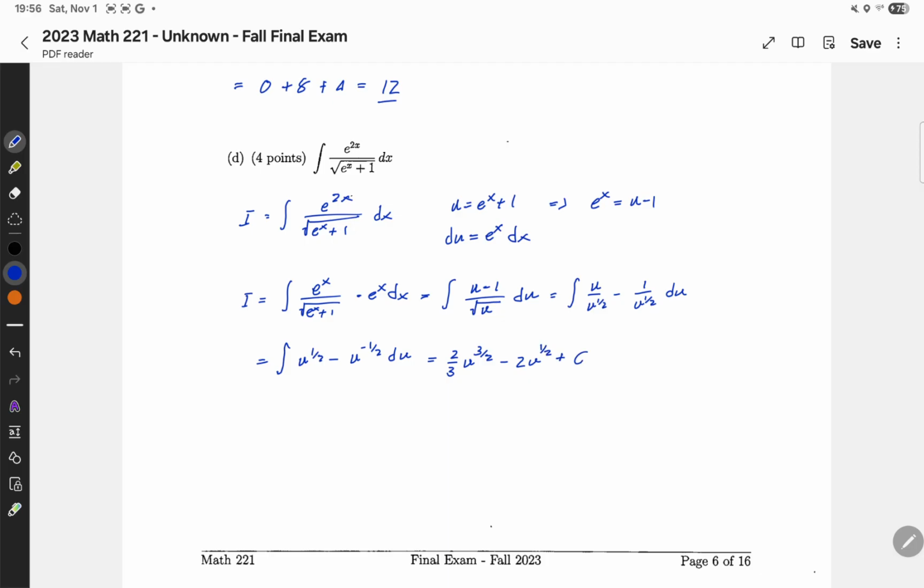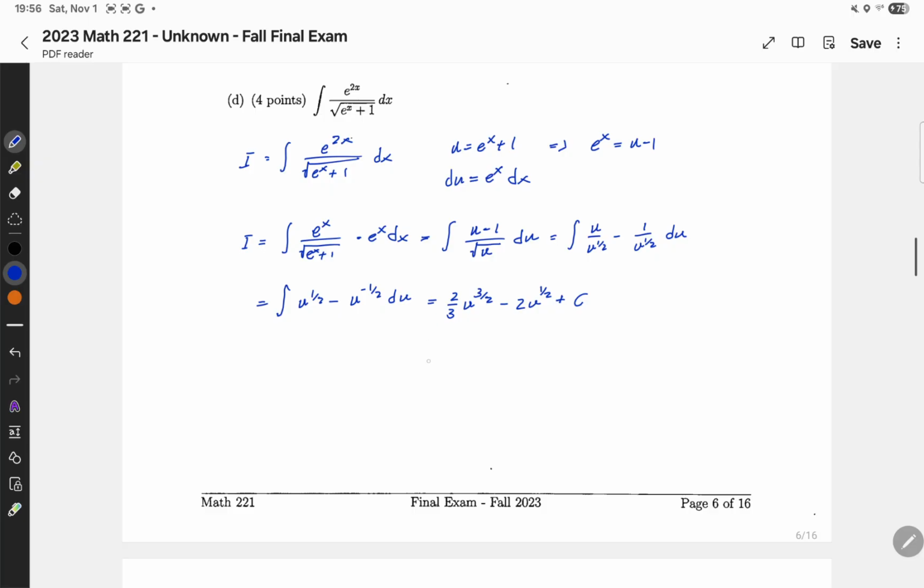Do not forget to add that plus c. And last thing we need to do is don't forget to substitute back in your x's. We have 2/3. U is e to the x plus 1 to the 3 over 2 minus 2 times e to the x plus 1 to the 1/2 plus c. And you definitely could write that to the 1/2 as a square root radical if you wanted.